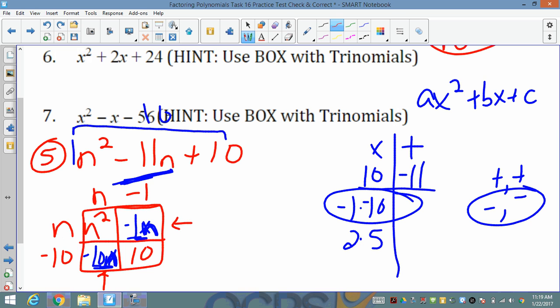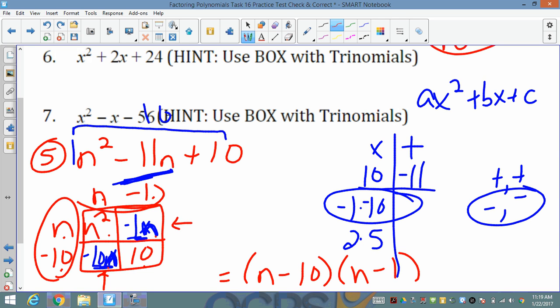I'm going to remultiply to check. n times n is n squared. n times negative 1 is negative 1n. Negative 10 times n is negative 10n. Negative 10 times negative 1 is 10. So my answer here, I got a little messy, n minus 10 times n minus 1. And that's number 5.